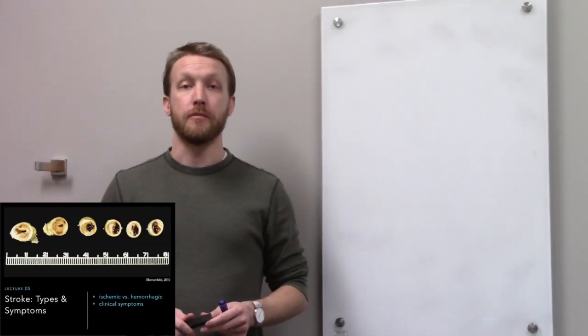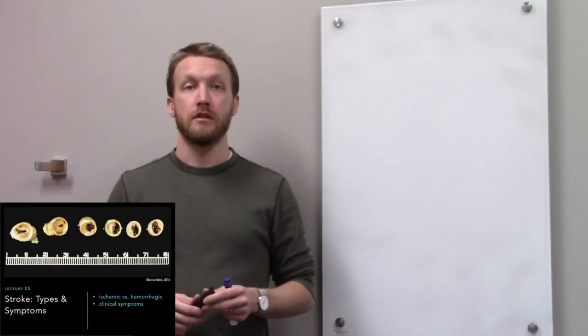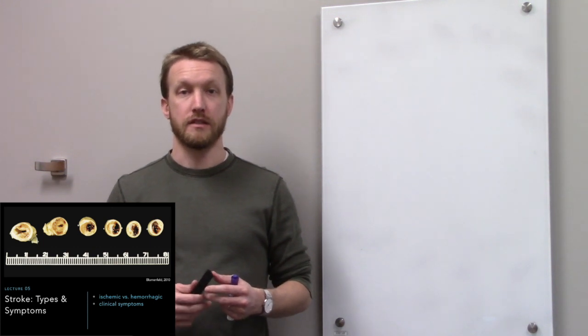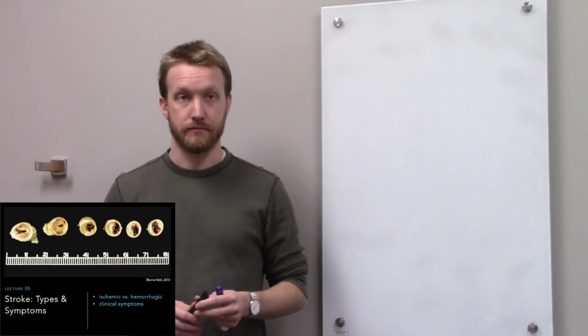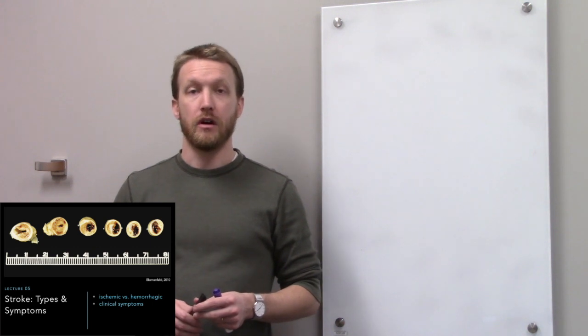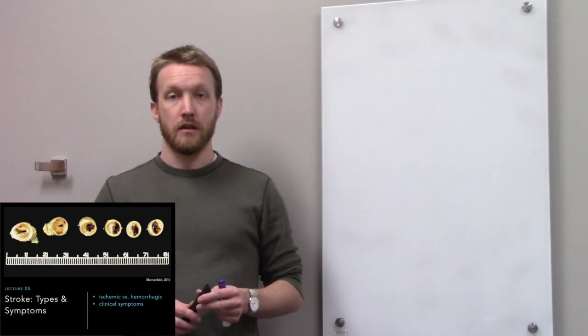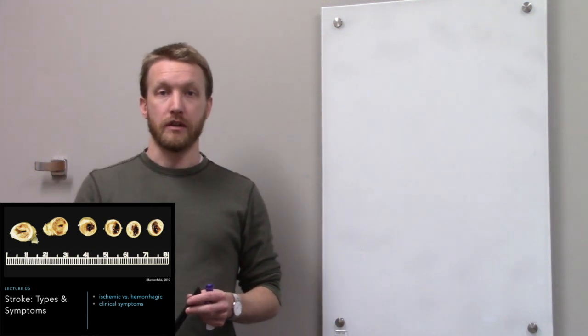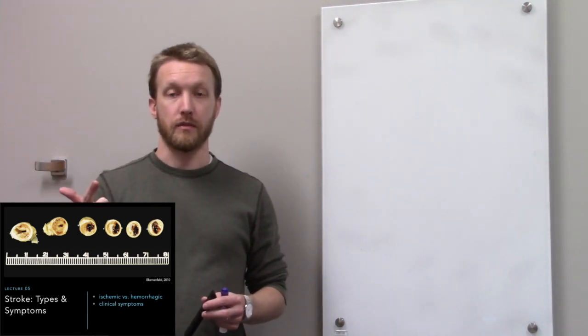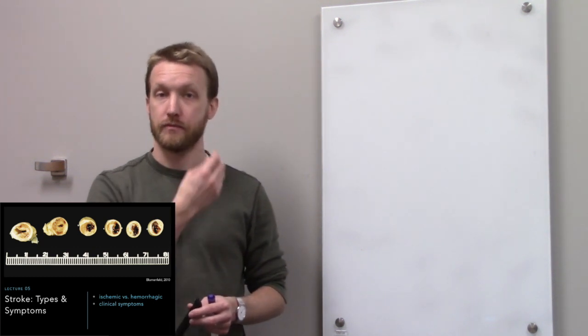Strokes get their name because of the rate at which symptoms come on. It's as if you're struck by lightning. Strokes are going to be caused by the disruption of blood flow, either depriving the brain of enough blood or causing blood to leak out and directly damage nervous tissue.